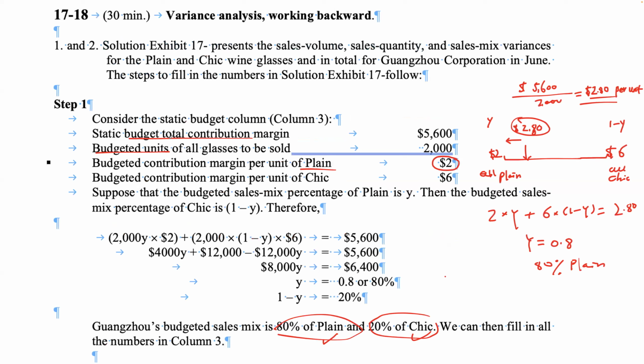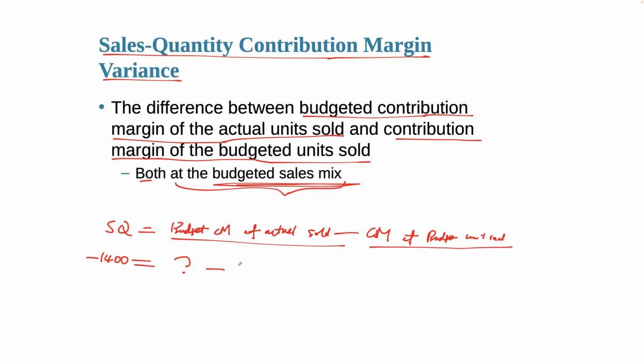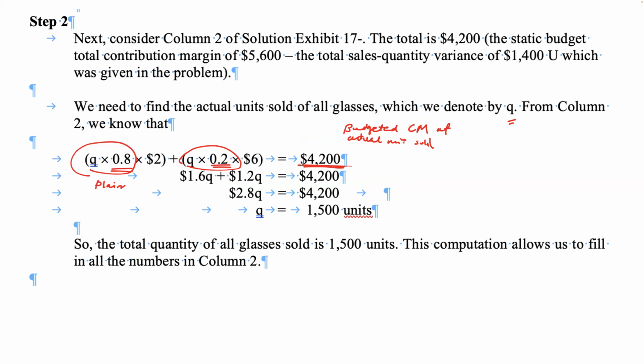The contribution of budget units sold is this number, 5,600. Therefore, my question mark equals $4,200. So this equals $4,200, and I solve Q is 1,500 units. So the total quantity of all glasses sold is 1,500 units.